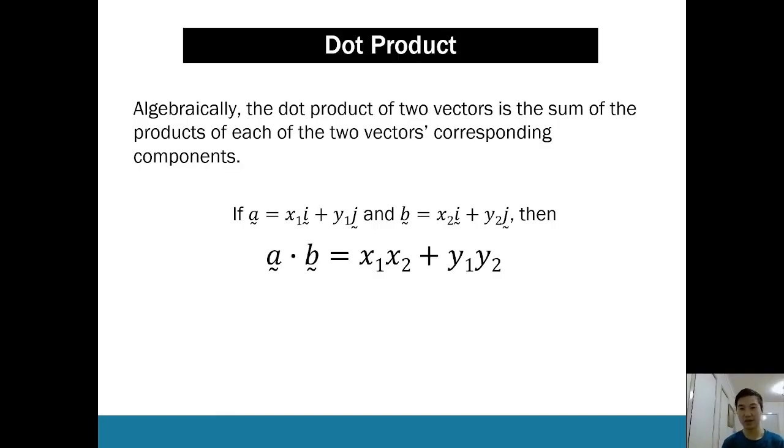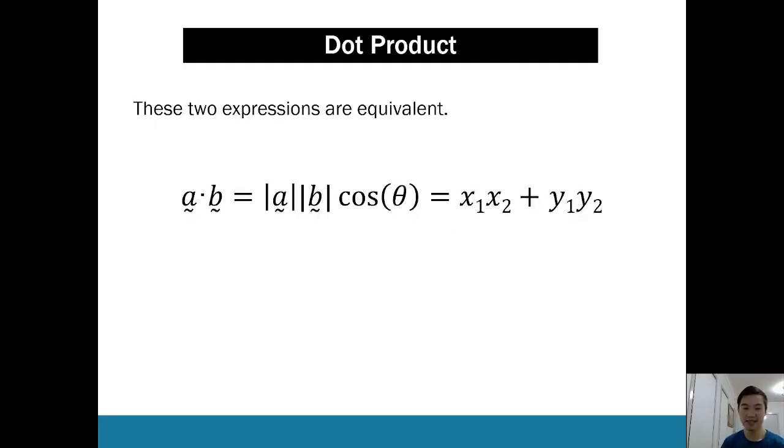Algebraically, though, if you have the two vectors in component form, you can get the dot product by just summing the products of each of the two vectors' corresponding components. So if you have x1i and y1j, and then you have x2i and y2j, the dot product will just be x1 x2 plus y1 y2. And you will get a scalar. You will just get a simple number when you do the dot product. And these expressions are equivalent, so both these formulas will give you the exact same thing.